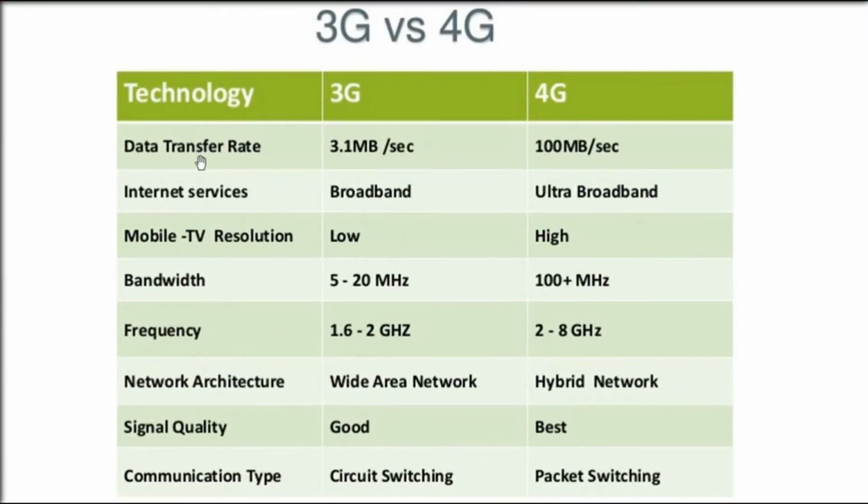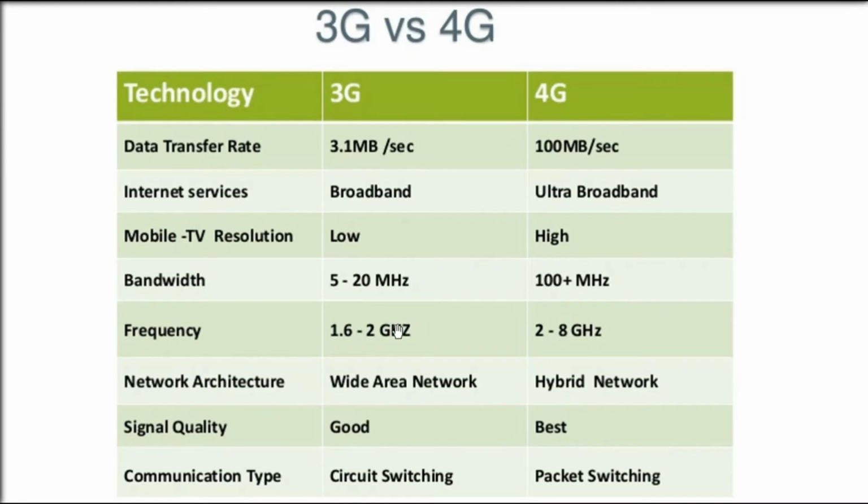The data transfer rate of 3G is 3.1 megabit per second, and 4G is 100 megabit per second. Internet services: 3G uses broadband and 4G comes under the category of ultra broadband. It's quite big. Mobile TV resolution, 3G is low, 4G is high. More pixels can be used. Bandwidth is the highest frequency it can go. So 5 to 20 for 3G and 100 for 4G.